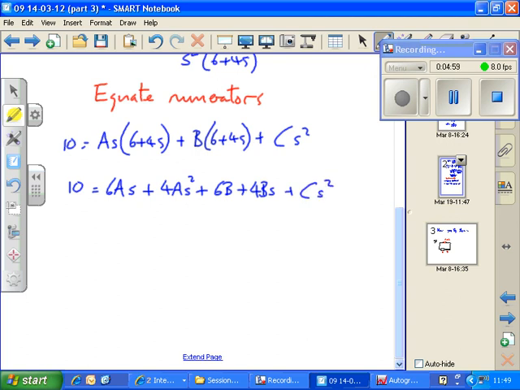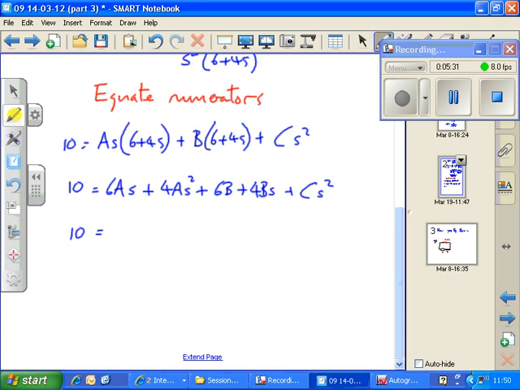Now we're going to equate coefficients on the left and right hand side. What are the coefficients of s squared on the left? 0. So collect together all the s squareds on the right and make them the same. What's the coefficient of s on the left hand side? 0. So collect together all the terms involving s on the right hand side and make that equal to 0. And then finally, the constants must equal 10. So write down 3 equations. You should get that.